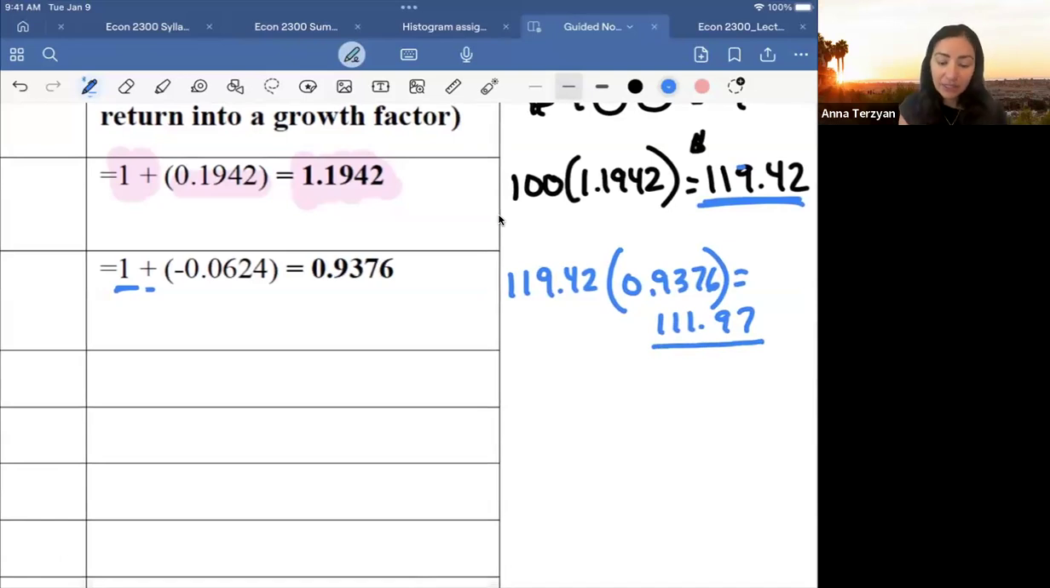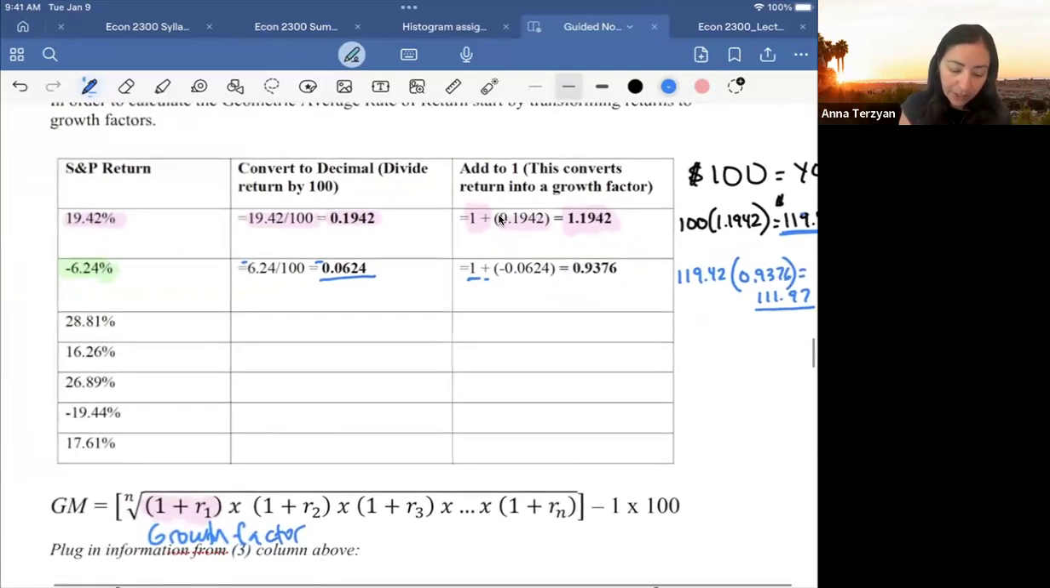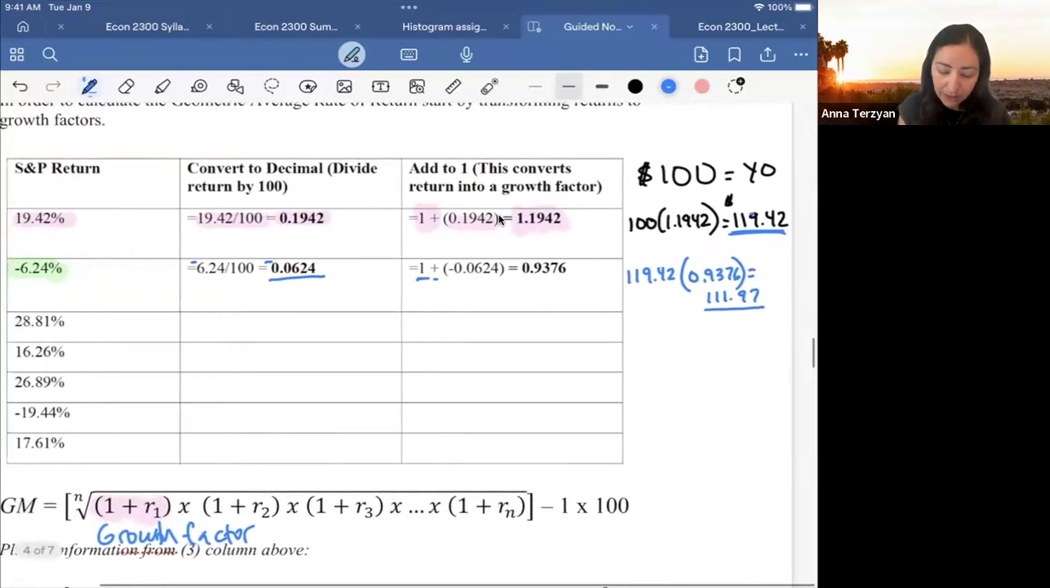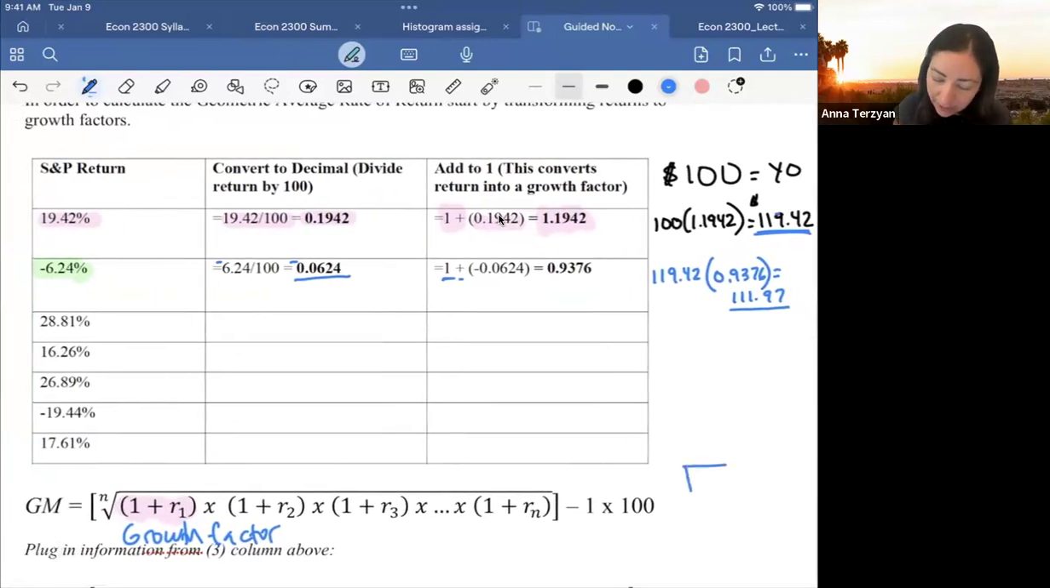Now we're going to go through the rest of these growth rates. At the end, you're going to tell me how much you end up with after however many years we have, and then we'll calculate the geometric mean after that. So let's go through this. Convert each of these into growth factors.